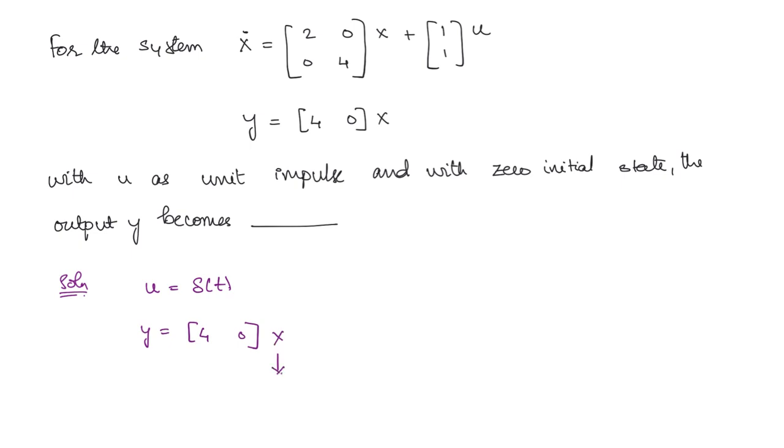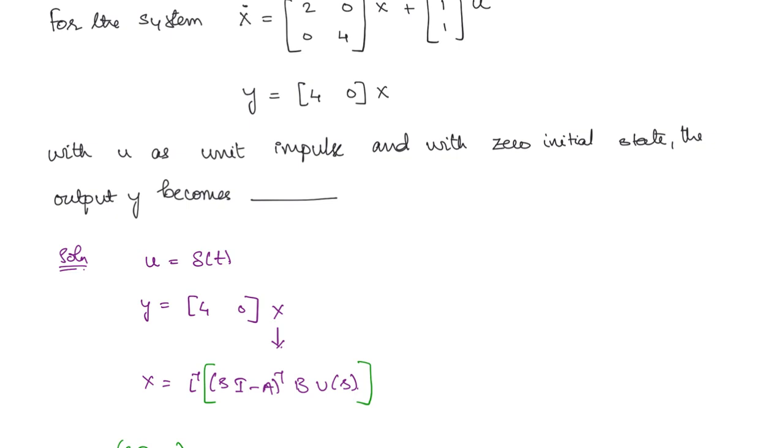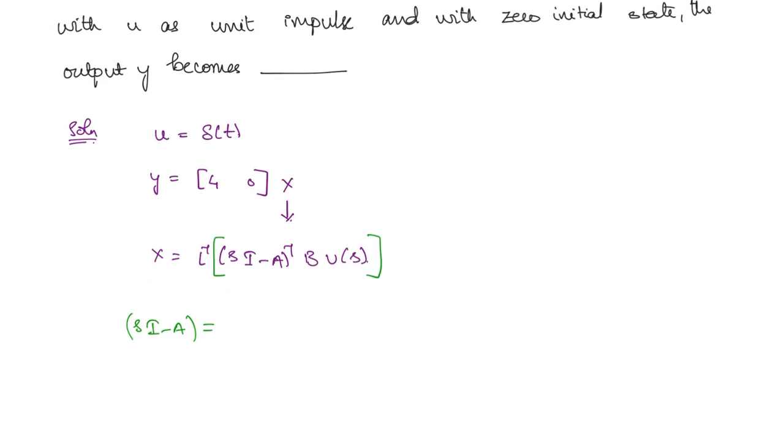So first we need to find x. What will be the solution for x? This is going to be equal to L inverse of (sI minus A) inverse B into U(s). Here there is no initial condition, so the homogeneous solution will be equal to 0. Remember, this inverse Laplace is for the entire function. So first we will find this out. What is sI minus A? Here A is given as [2, 0; 0, 4], so you are going to get [s-2, 0; 0, s-4].